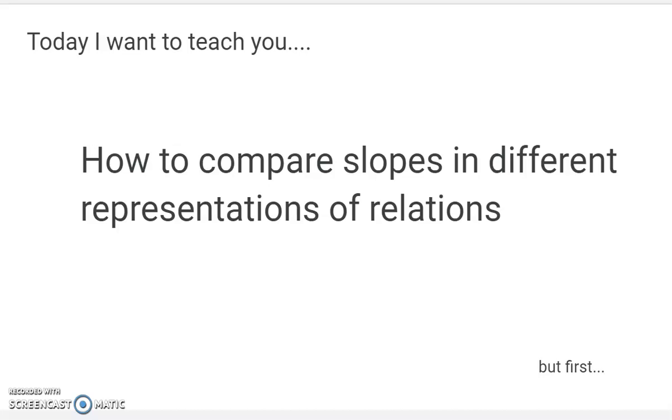Today I want to teach you how to compare slopes in different representations of relations. This is the kind of question math teachers love to ask, and they're not so simple. So if you would, please make this the title on the next free page in your math notebook, and when you have done that, close it up, brain on, and try to figure this out.